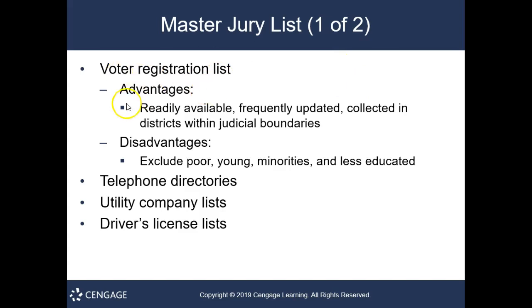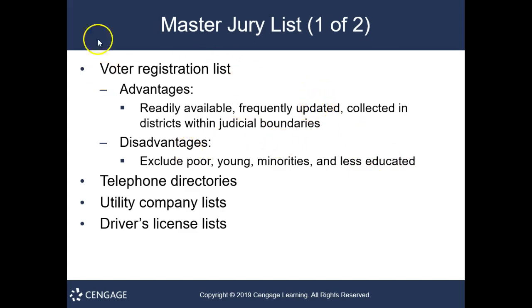The advantages of voter registration are that it's readily available, frequently updated, and collected in districts within judicial boundaries, so that you can get a very nice cross section, which is required. You can't say, if a county is your jurisdictional boundary, you've got to have a cross section from the county. Disadvantages: it excludes the poor, the young, minorities, and the less educated, who don't always register. So they will be systematically excluded, but only because they don't sign up in the voter registration.